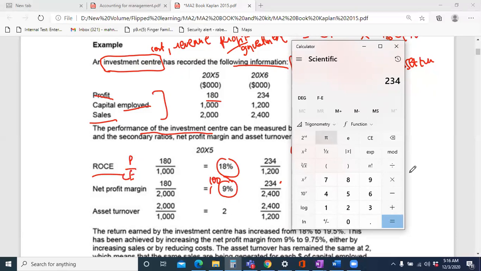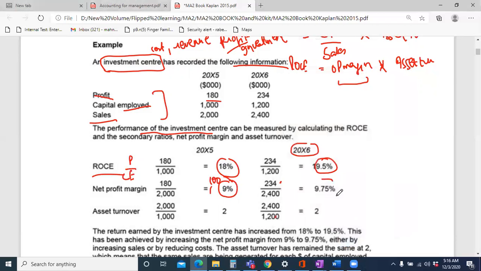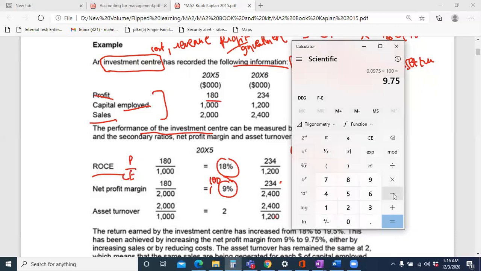Profit over sales: the profit figure divided by the sales of 2400, into 100. So it is 9.75. Actually, profit went up from 9% to 9.75%. There is an increase in profit of current figure minus base figure. Actually, there was an 8.3% increase in the profit, right?